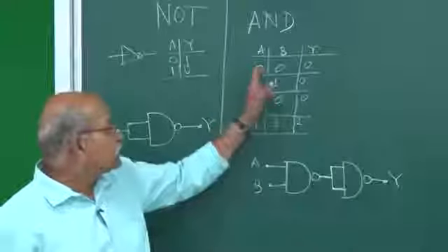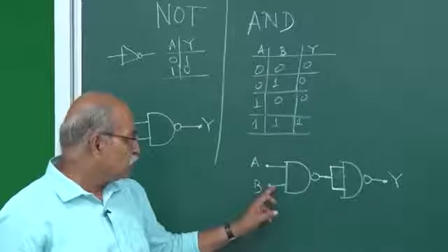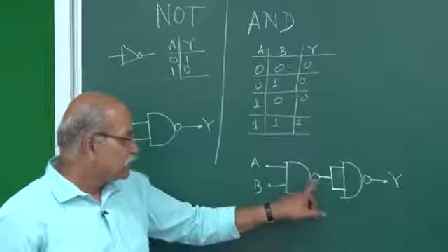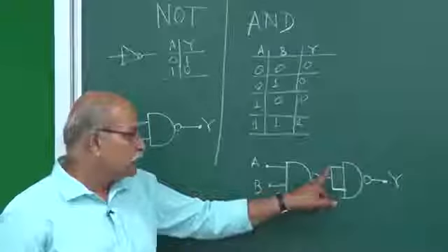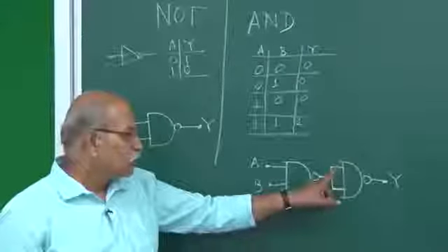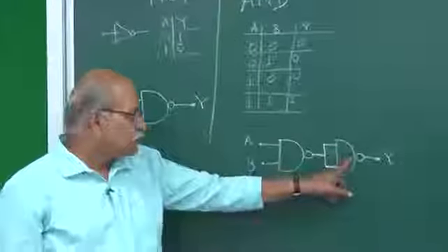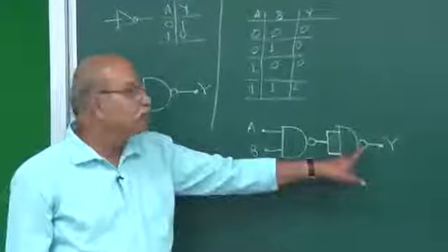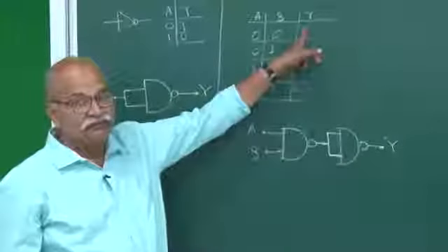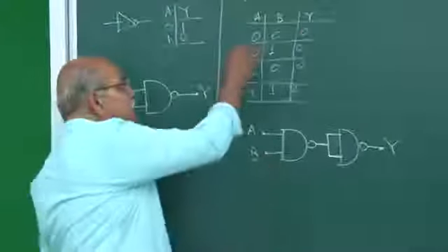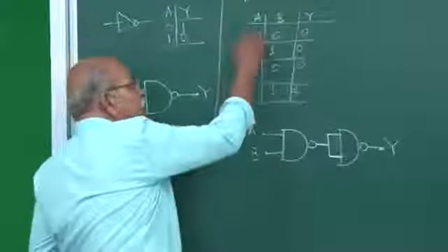So start again. 0 0. 0 0 gives me 0 here, gives me 1 here. So 1 goes here, 1 goes here. 1 and 1 will give me 1. NOT of that will give me 0. So I get 0. So this is done. Now let us see this one.